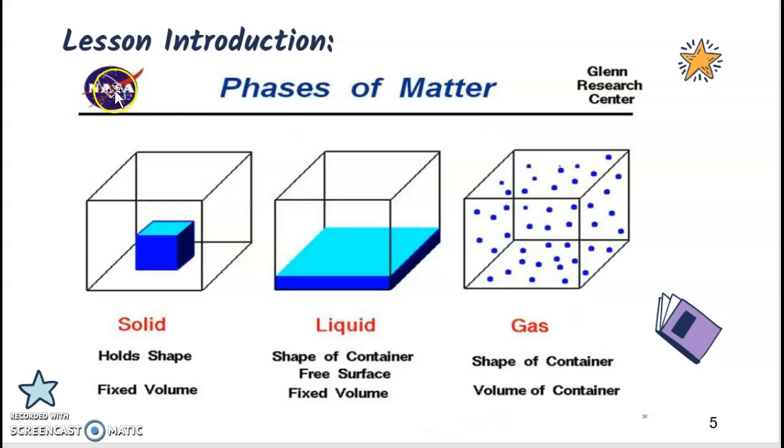So let's review first the different phases of matter. We have solid, liquid, and gas. Remember, solid holds shape. It has its own shape. It has a fixed volume. Liquid, they take the shape of the container, but they have a fixed volume. Whereas gas, they take the shape of their container and they take the volume of their container.